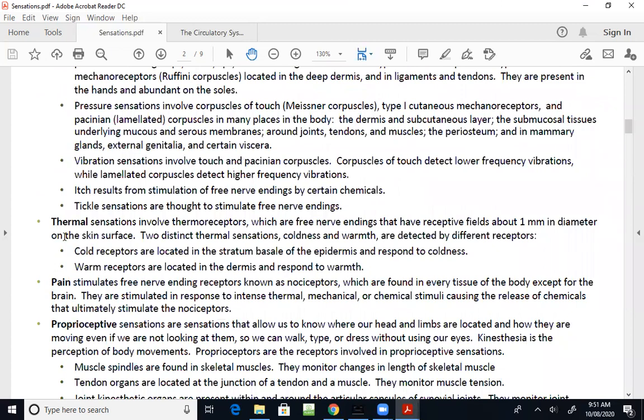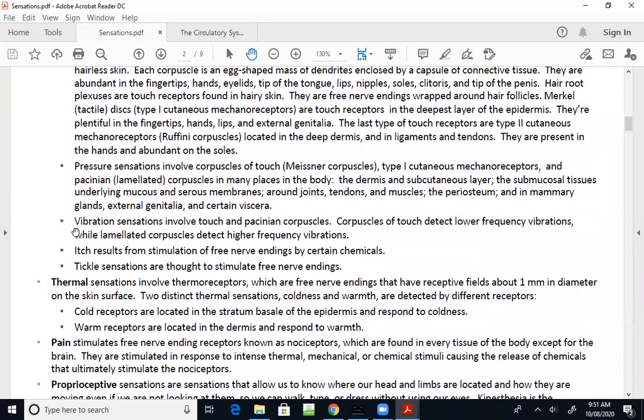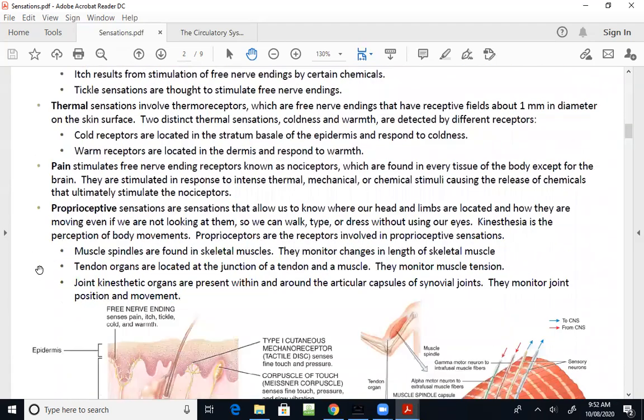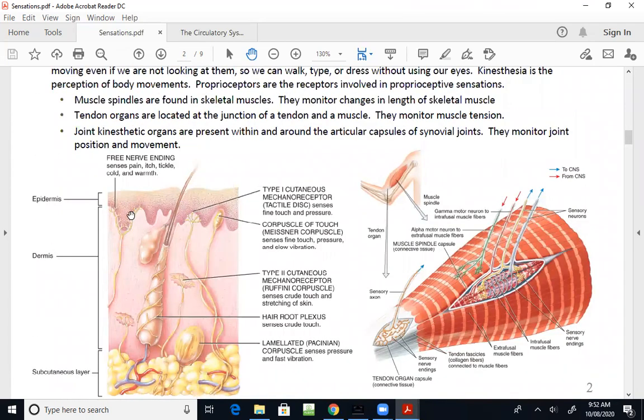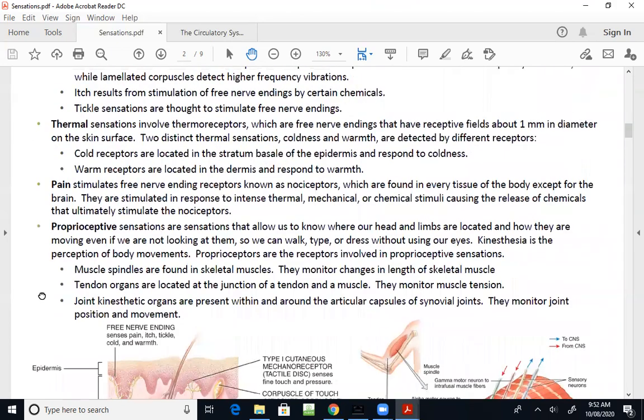Thermal sensations involve, I skipped something, sorry, didn't I? Vibration involves touch and Pacinian corpuscles. Corpuscles of touch detect lower frequency vibrations, while lamellated corpuscles detect higher frequency vibrations. Itch involves free nerve endings, so do tickle sensations. Free nerve endings are just where the dendrites are uncovered, which is not like what we see over here, where there's that big capsule around them.